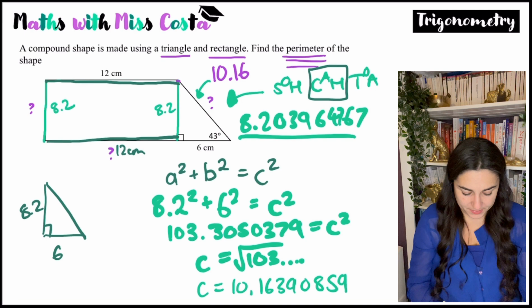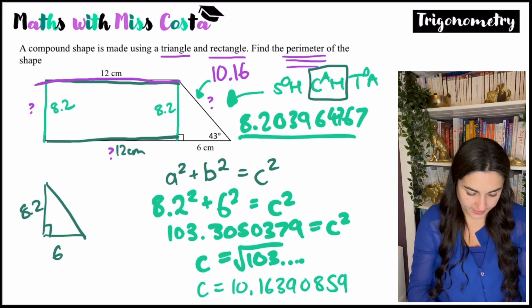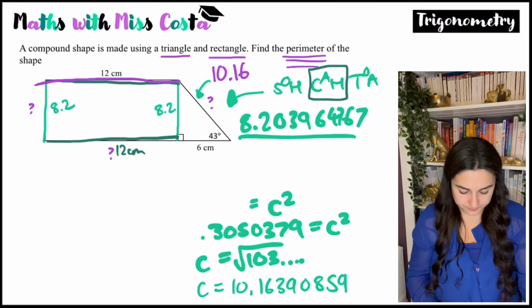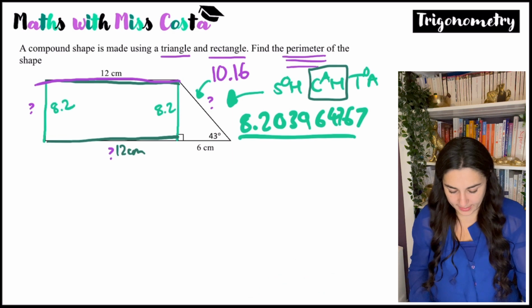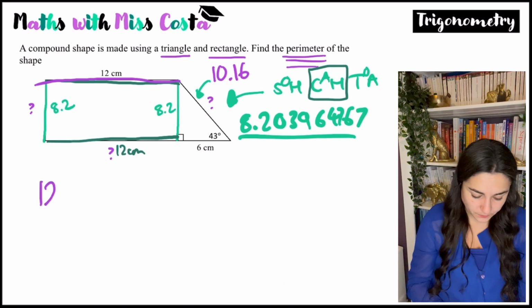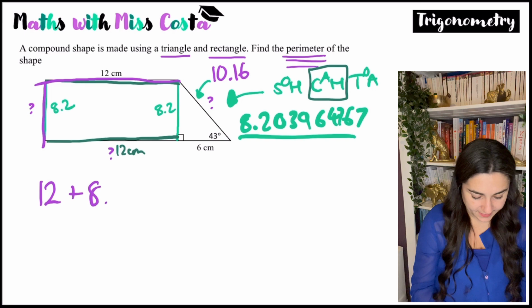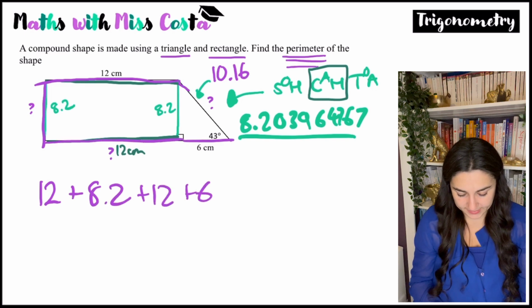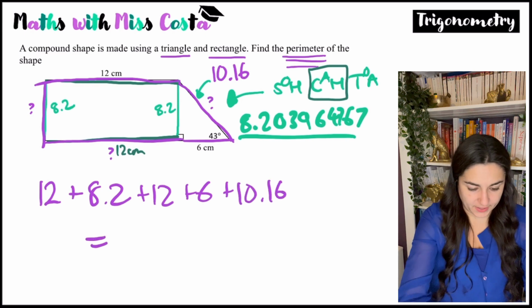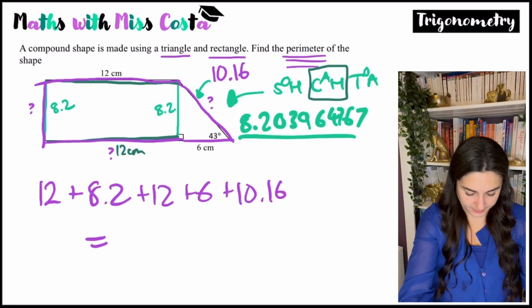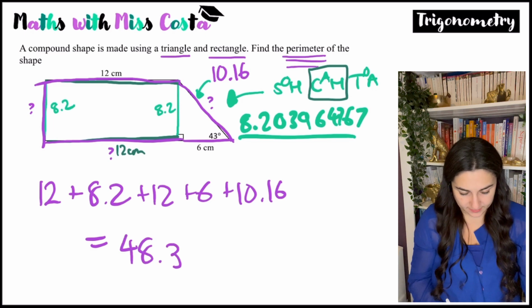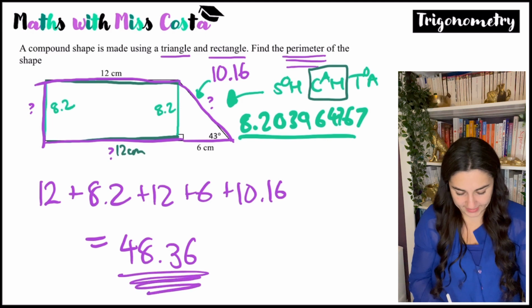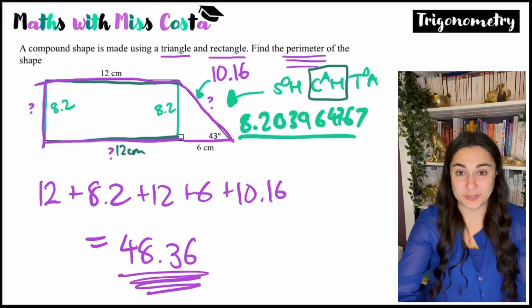Now to work out the perimeter, I'm going to do this. So let's rub out all our working. And I'm going to say 12 plus this length here, which is 8.2, plus 12 plus 6 plus 10.16. So plus 6 plus 12 plus 8.2 plus 12 is 48.36. So that's the perimeter of this compound shape.